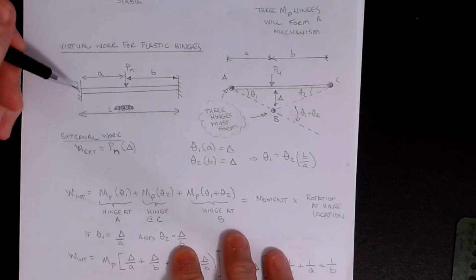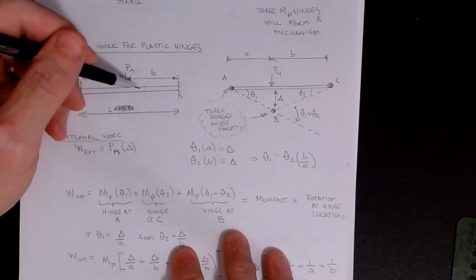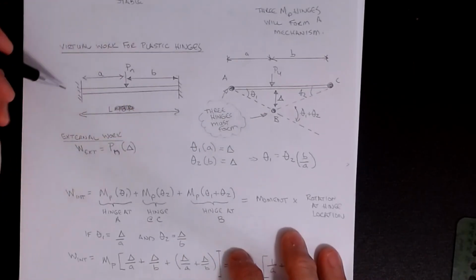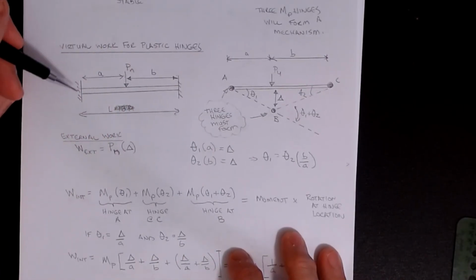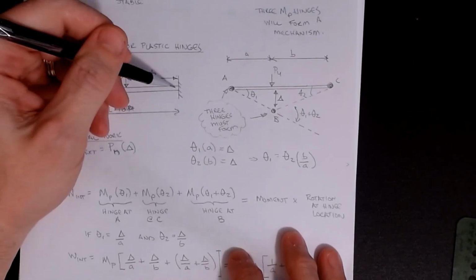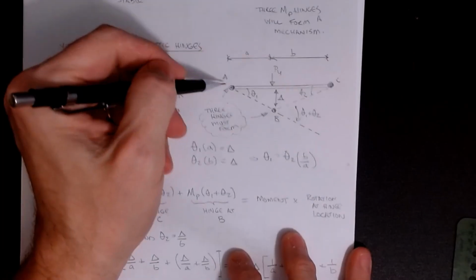All right, so the first thing we do is we figure out what is my mechanism that will cause this beam to form a 3-hinge mechanism. Now, obviously, there are no real hinges in this, so I have to form a mechanism by putting a hinge here, a hinge under the load, and a hinge over at the support, and that's what I did.